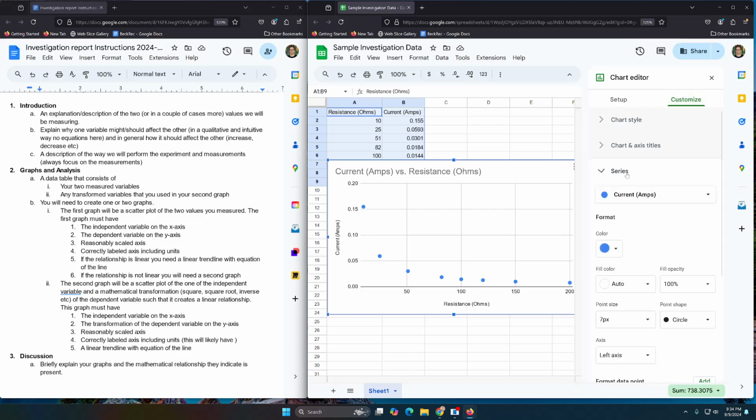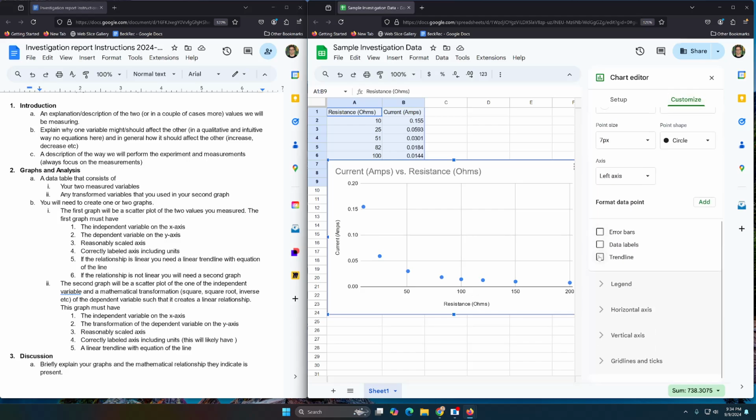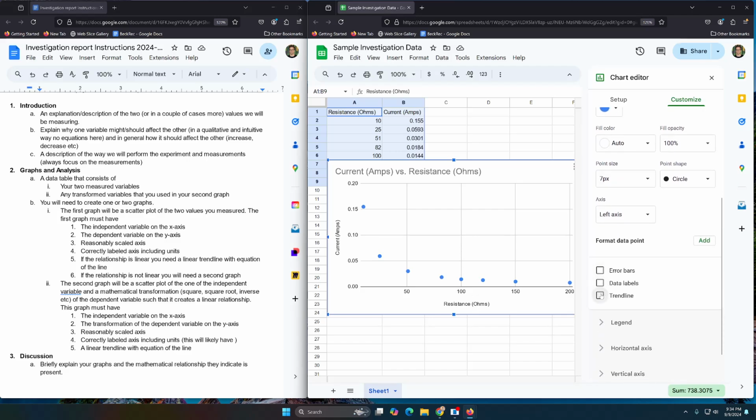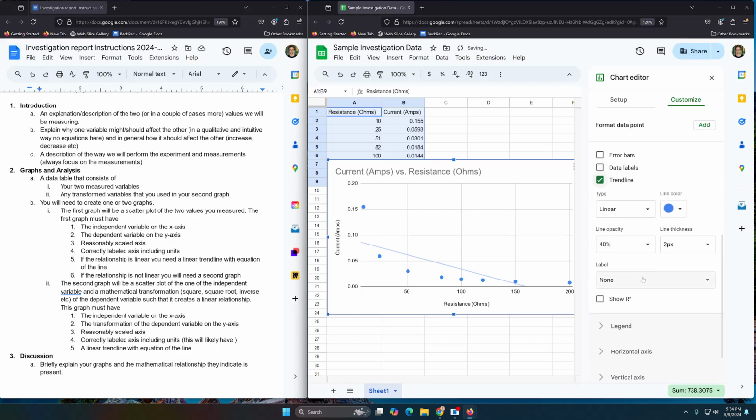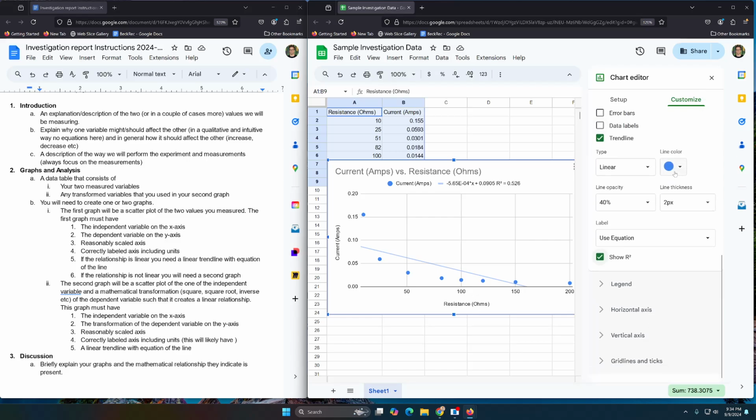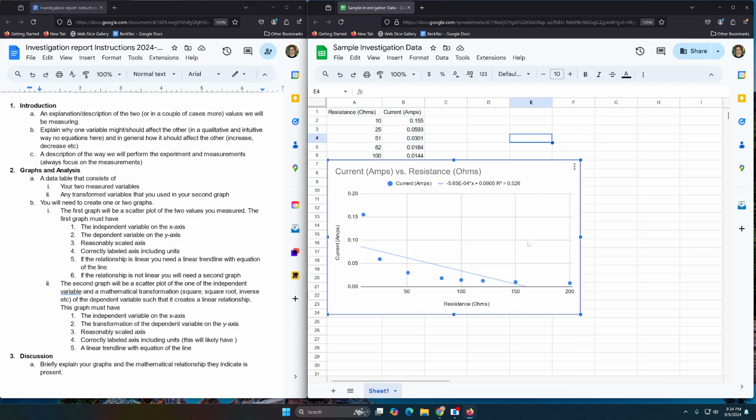So we go to series. We would go to trend line. On trend line, we're going to click two things. Under label, we're going to use equation, and then we're going to click show R squared. Now, with that done, here we've got our graph. This is the first graph you would need to make.